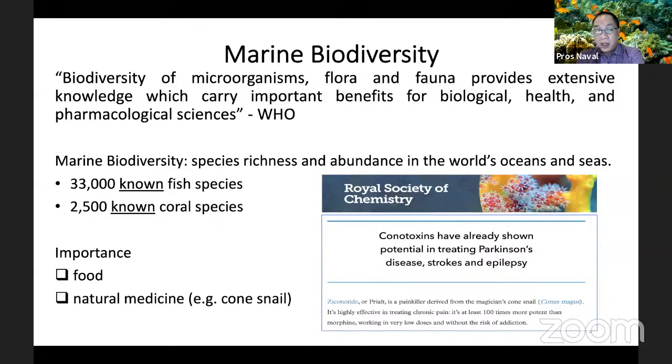Just as an example, there are about 33,000 known fish species and 2,500 known coral species in the world's oceans. The actual figures are many times more.